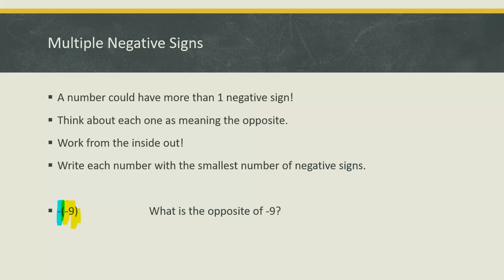This is like the last set of problems you did. So the opposite of -9 needs to be a positive number, and it needs to be the same distance from 0. So the opposite of -9 is +9. So in other words, negative -9 is just plain old 9.